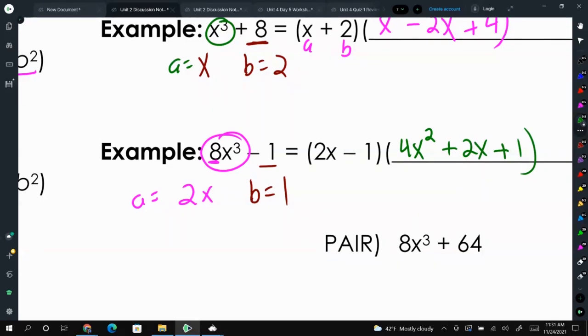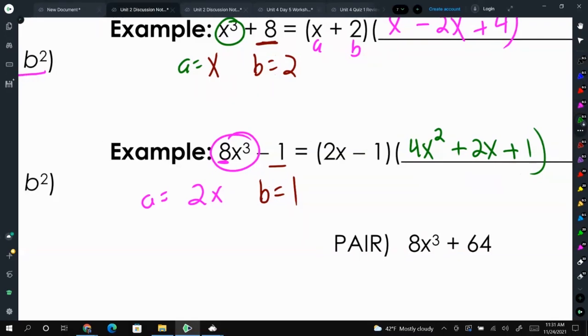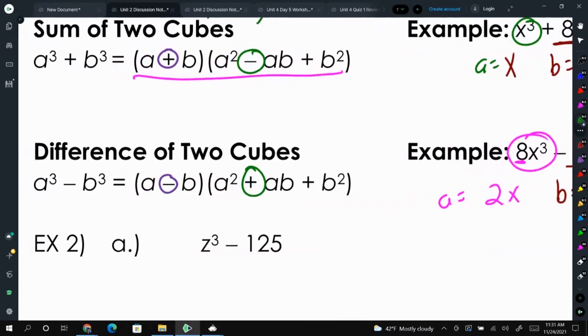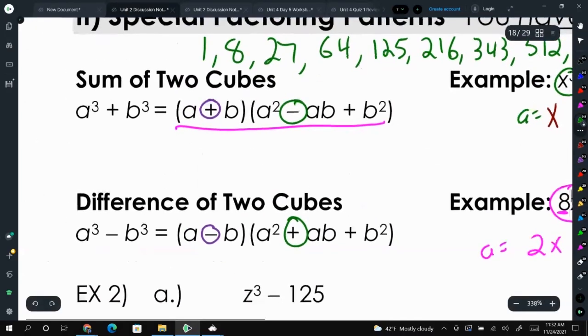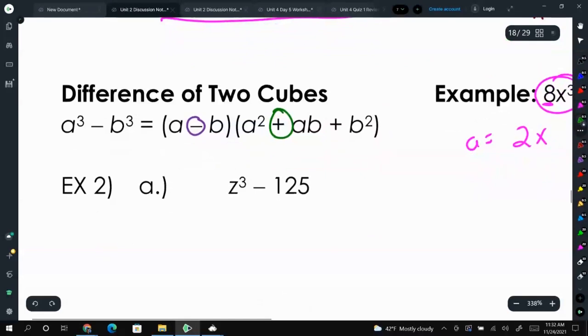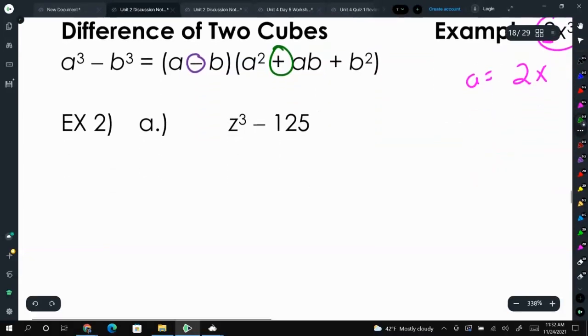So these problems, they're not that difficult once you identify a and b and you have this in front of you. It becomes difficult if you're trying to do this right away without identifying what your a and b would be, or if you're not looking or have this memorized yet. So let's do a couple more, and then I'm going to have you try some.